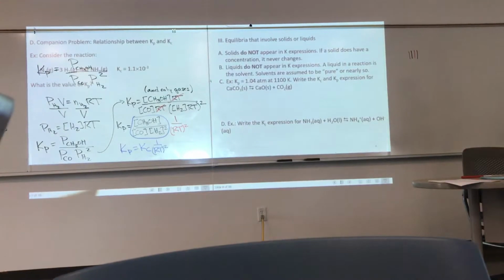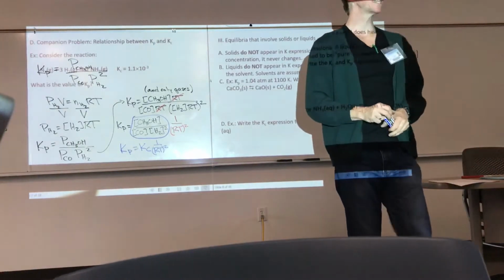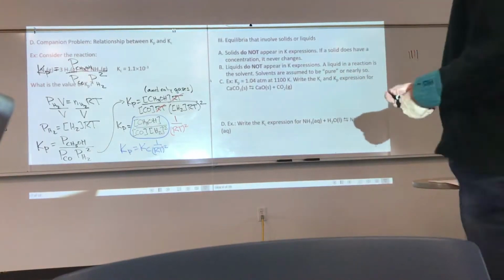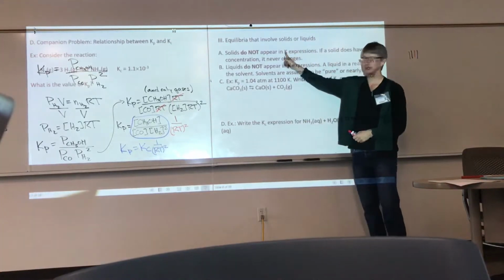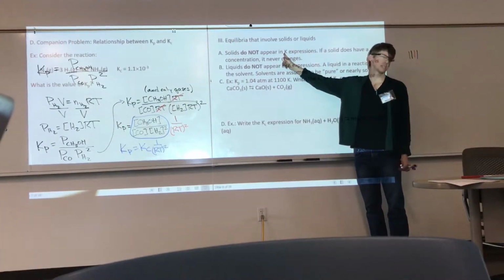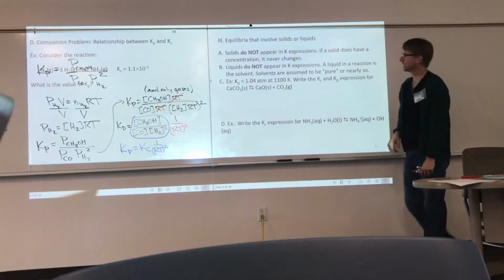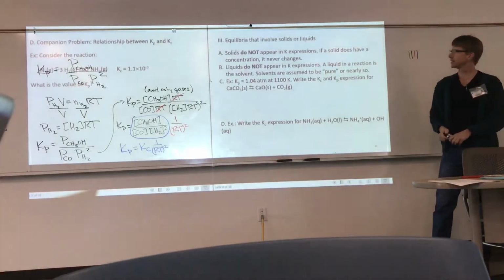If a solid does have a concentration, and this is not a philosophy class, this is a chemistry class, but philosophically speaking, if it did have a concentration, it would be constant. And if you have a constant in addition to your equilibrium constant, why not just make it one constant? Liquids do not appear in equilibrium constant expressions. A liquid in a reaction is the solvent. Solvents are assumed to be pure or nearly so.